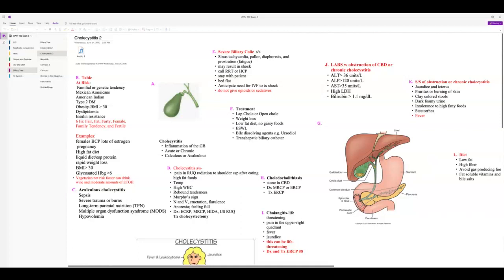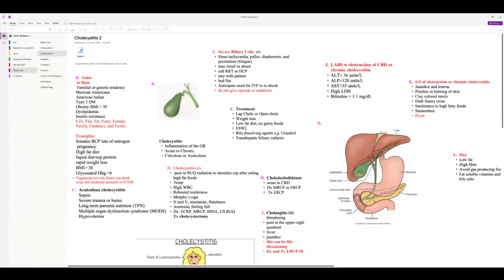They're going to have a temperature and a high white count. Murphy sign is something the provider does, so I wouldn't worry about that. But they'll have GI signs like nausea and vomiting, eructation, flatulence, anorexia, and feeling full.